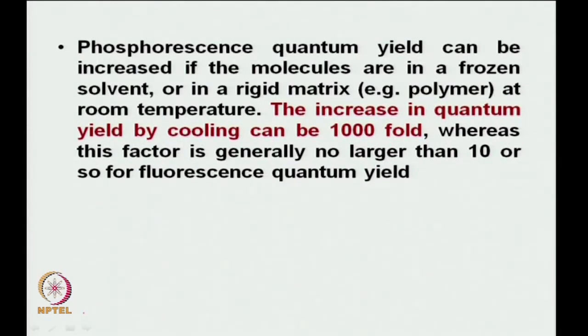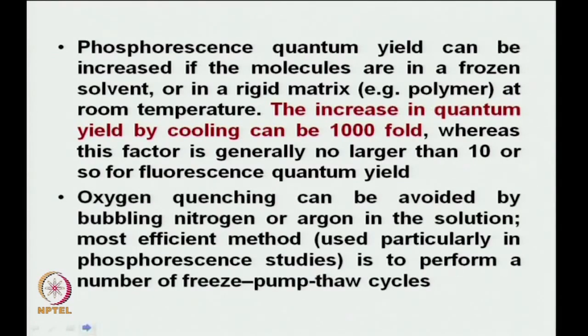If molecules are in a frozen solvent or a rigid matrix, that means they are not moving around a lot, collision frequency is decreased, you decrease the temperature. By cooling, the phosphorescence quantum yield can be increased by about 1000 times, as compared to fluorescence, which is only affected about 10 times or more. So this is how phosphorescence is much more sensitive to temperature quenching, or even other collisional quenching, as compared to fluorescence, just because it occurs at a much later time; it is a delayed radiative process.